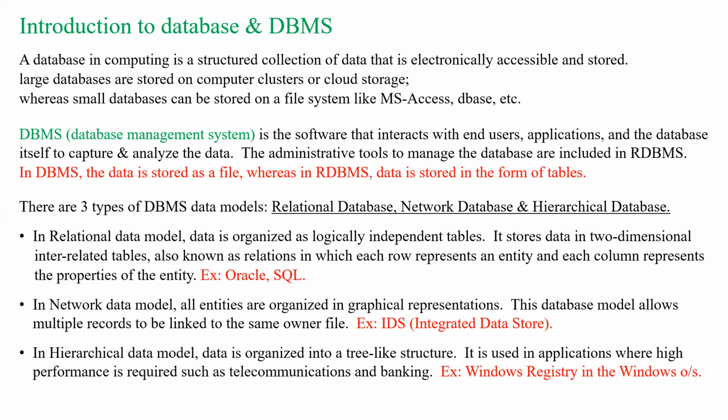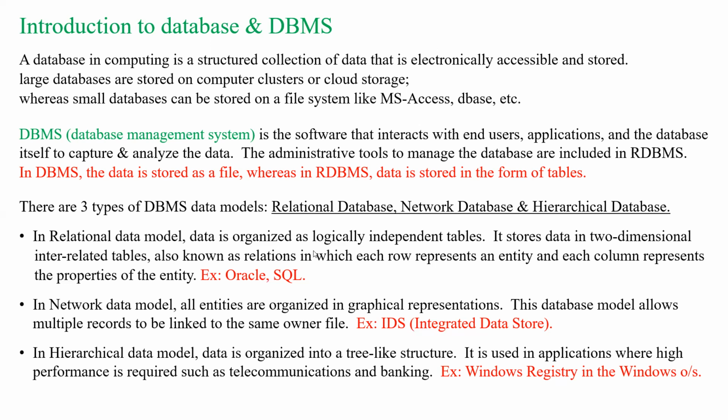In the relational database model, data is organized as logically independent tables. It stores data in two-dimensional interrelated tables, also known as relations, in which each row represents an entity and each column represents the properties of that particular entity. The best examples here are Oracle database and SQL database.